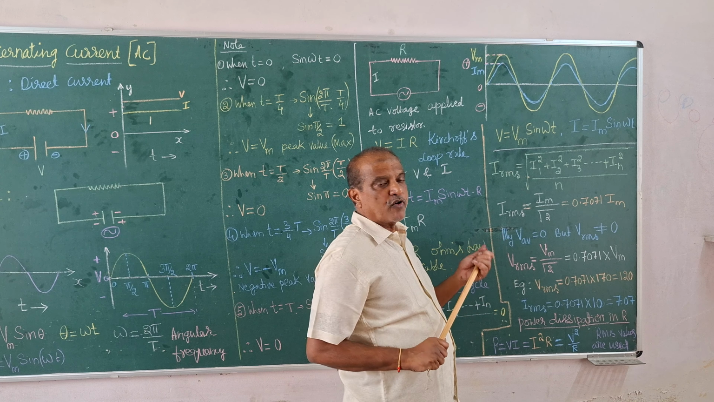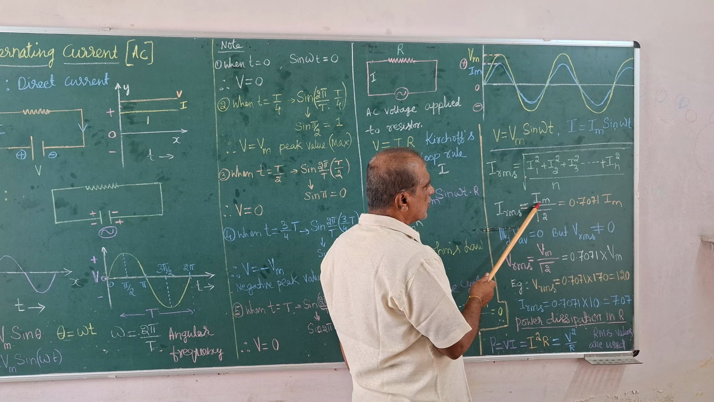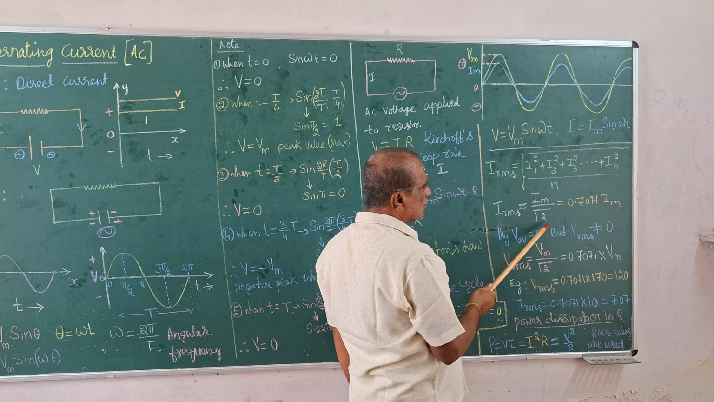In other words, when you find this value, it is not 0. It has some mean value. What is the mean value we get? That RMS value, if you use this equation, we get Im divided by root 2. What is Im? It is the peak value of the current. Root 2 is a constant, and when divided by root 2, we get this.